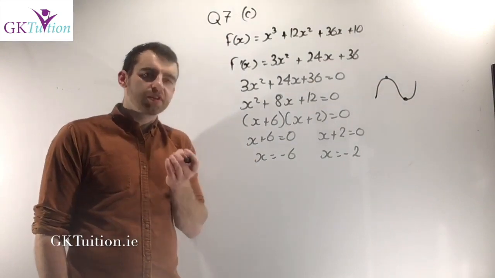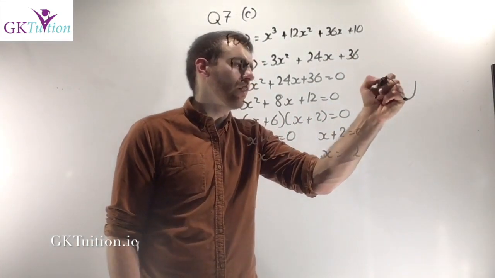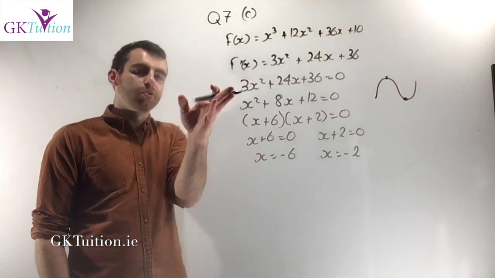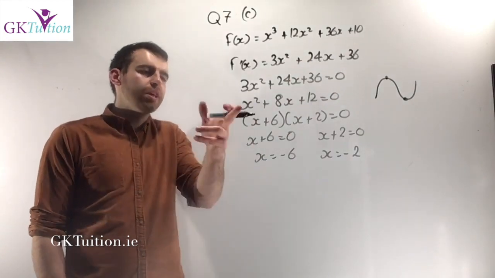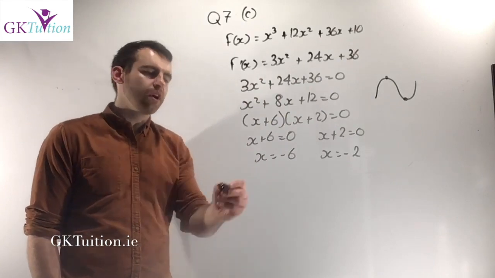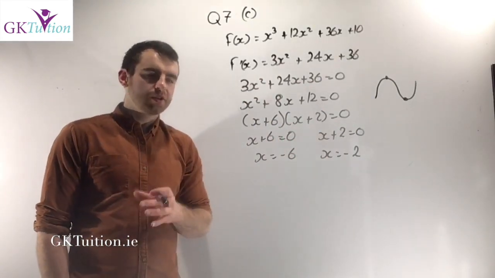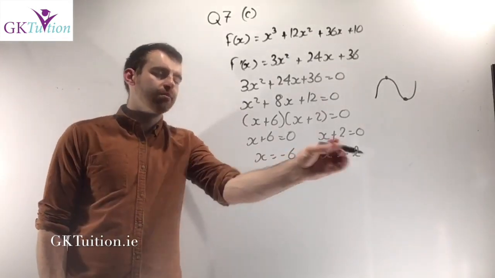The only times the slope will be 0 is at a turning point, when it's at the maximum point or the minimum point. So I let my slope, or in other words my first derivative, equal to 0. I realise that I can divide everything by 3 and I get x squared plus 8x plus 12 equals 0. When you factorise and solve your quadratic, you get x equals minus 6 and x equals minus 2. So the x coordinates of the turning points are minus 6 and minus 2.